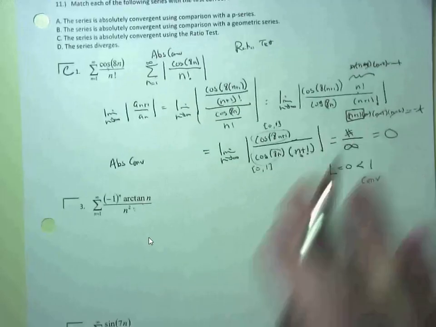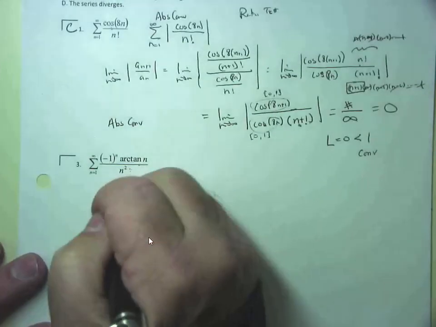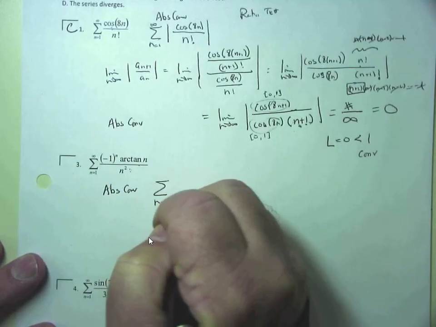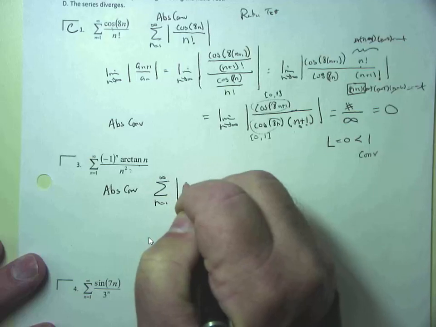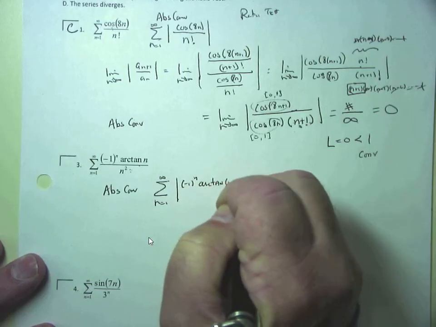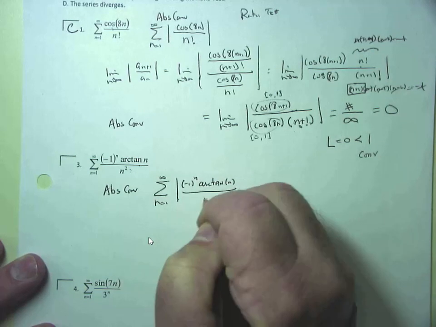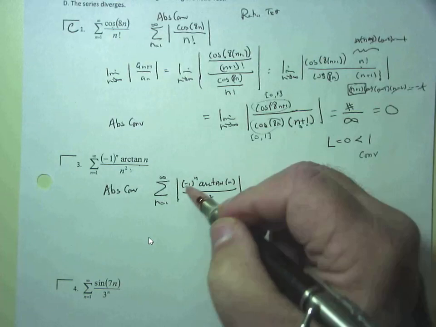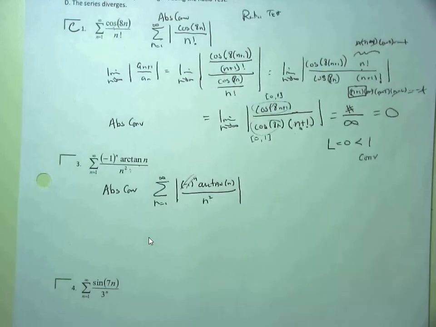So here's the thing you need to know. Again, I'm checking for absolute convergence. With absolute convergence, it's the sum as n goes from 1 to infinity of the absolute value of negative 1 to the n times the arctangent of n, trying to throw you off on that one, over n squared. The absolute value completely kills off that negative 1 to the n, so I'm ignoring that. Does that make sense?